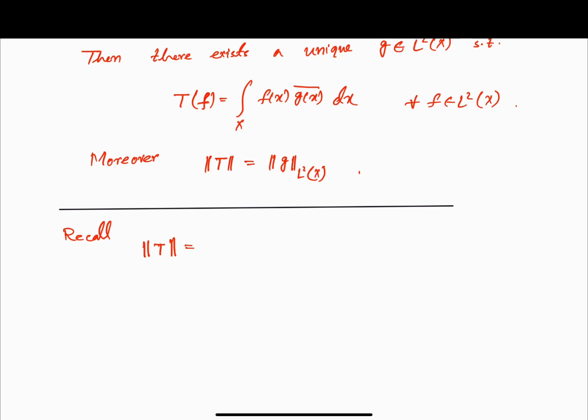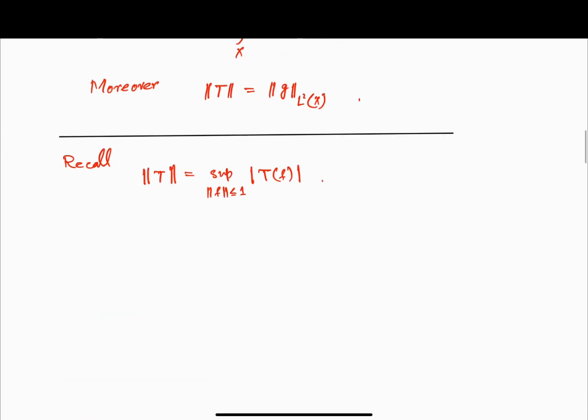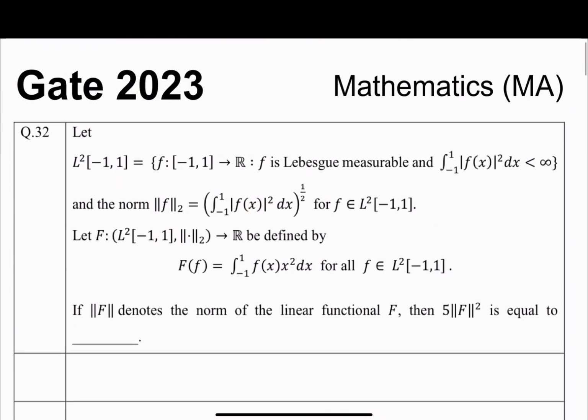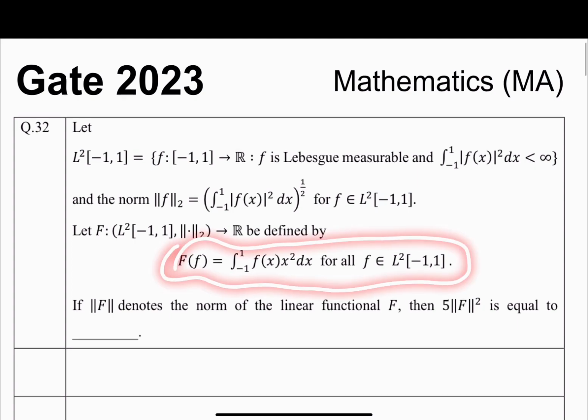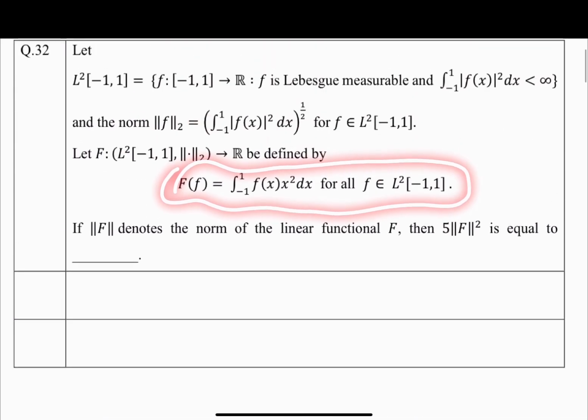What is the norm of this functional? It is given by the supremum over all f with norm less than or equal to 1 of the modulus of Tf. So this is the functional norm of T, and the norm on f is the norm in L2. Now here we have the functional given by this. So this is a functional on L2 of minus 1 comma 1.